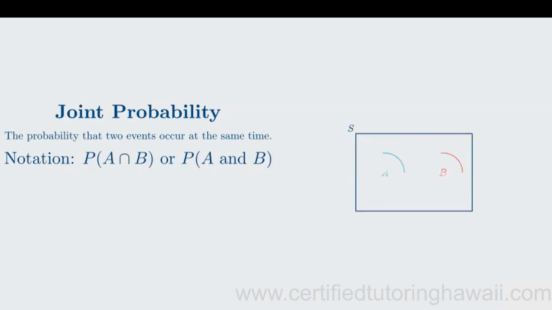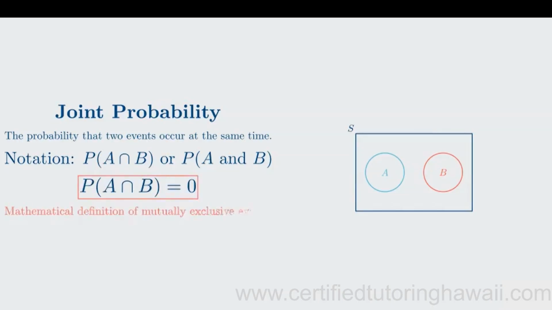When we visualize mutually exclusive events using a Venn diagram, the circles representing the events do not touch or overlap. There is no shared space between them. Because there is no overlap, the probability of both events occurring at the same time is exactly zero. This is your litmus test. If you are asked to justify why two events are disjoint, you must show that their joint probability is zero.